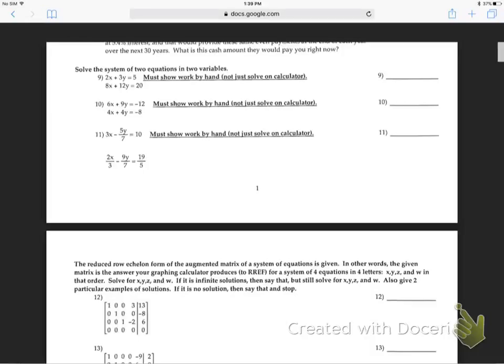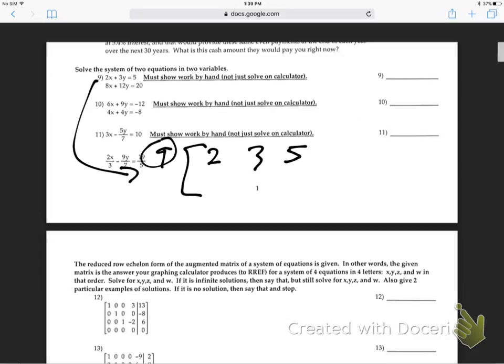All right, so for 9 and 10, for example, number 9. So real quick, I'll just whip out number 9. Number 9, you would just put this problem into your calculator: 2, 3, 5, 8, 12, 20, RREF. Remember, like I said last time, don't worry about the part that says solve by hand. It won't say that on the real exam.